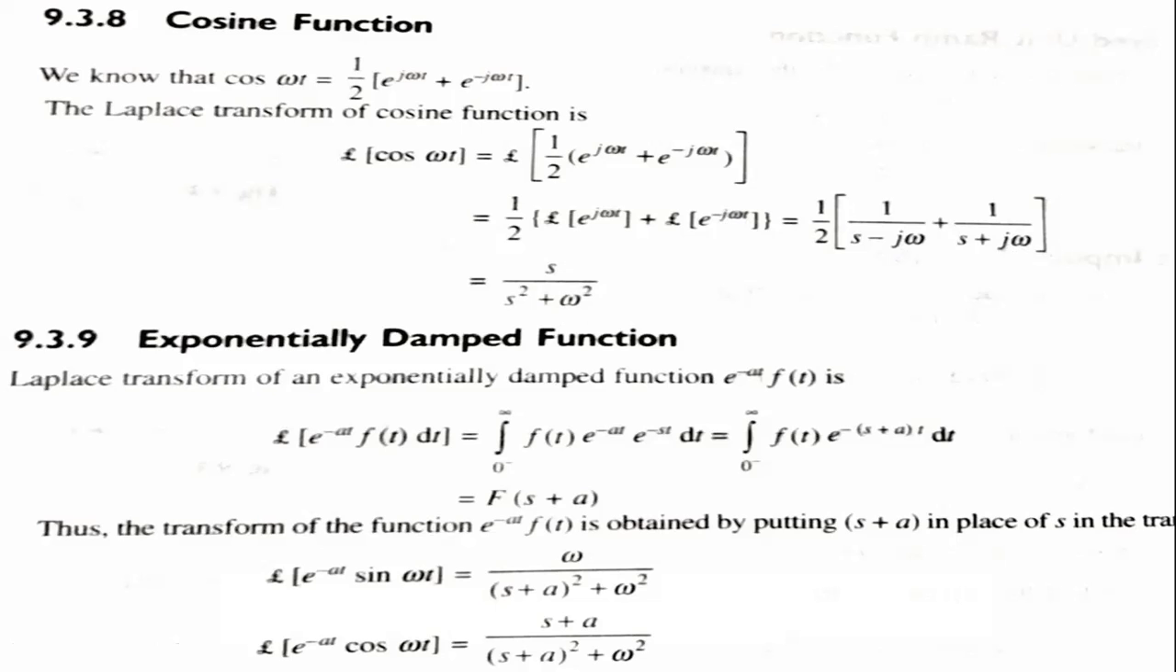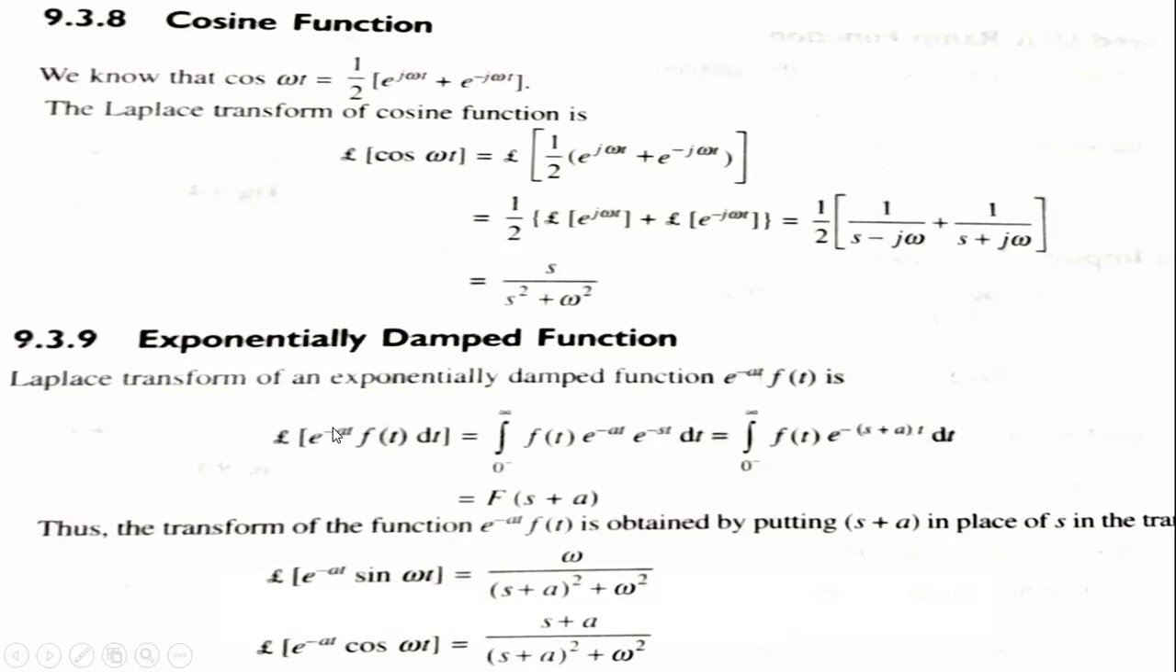The next function is nothing but the damped function. You might have heard of oscillation, over damped and under damped. In such waveforms, how can we apply the Laplace transformation and simplify the exponentially damped function, if you have an exponential just like e raised to the power minus at times f of t? Here, if you apply the Laplace to that damped function, e raised to the power minus at times f of t dt, from 0 to infinity, that is f of t e raised to the power at, e raised to the power minus st.